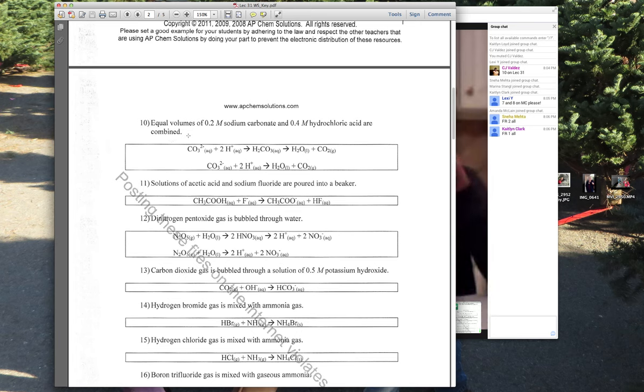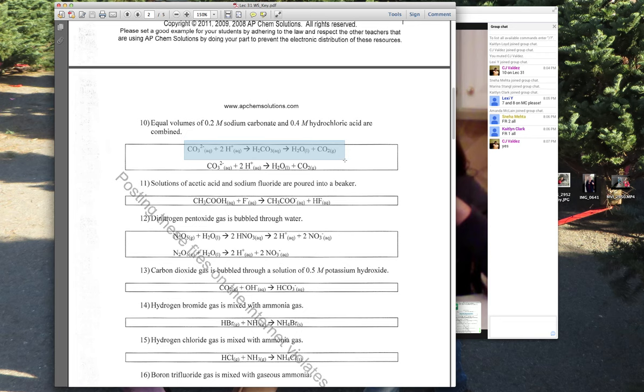This one, equal volumes of 0.2 molar sodium carbonate and 0.4 molar hydrochloric acid are combined. This is the one you want to know about, CJ? Yes, please. Okay. So this one, you've got the sodium carbonate. So you know you've got CO3 2-, and the sodium is always soluble. So it's a spectator ion. It's not even going to be there. It's going to combine with the H+ in hydrochloric acid, which is going to give you the sodium bicarbonate. Well, this is the thing about these, these were the old rules for the net ionic equations.